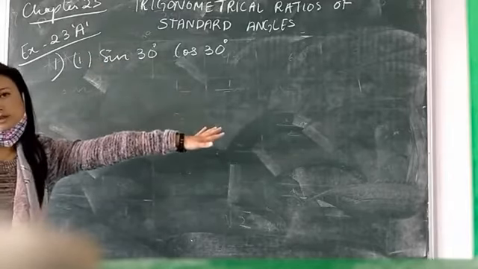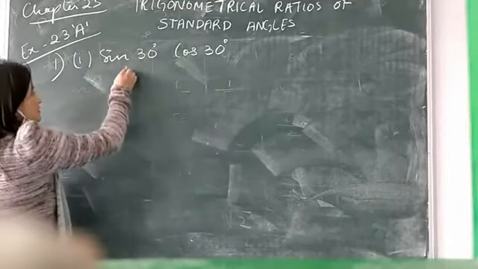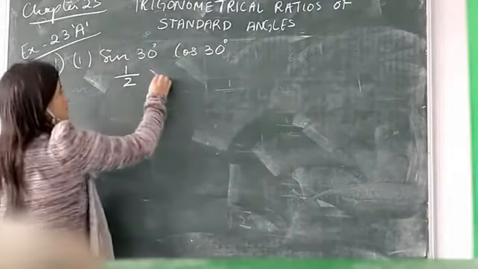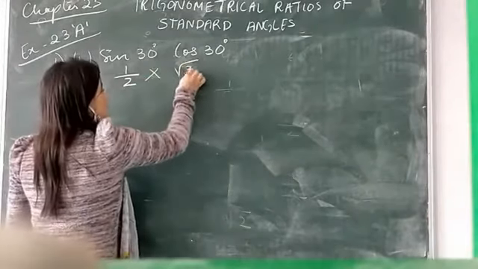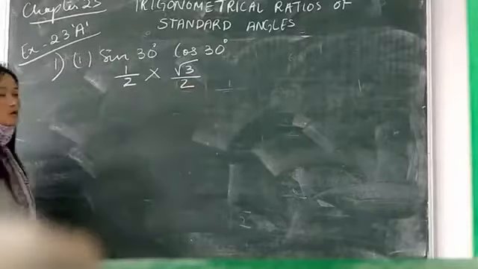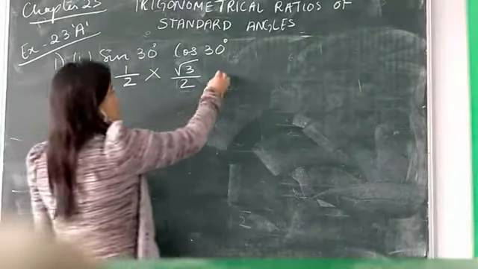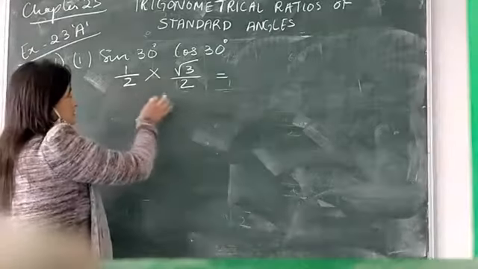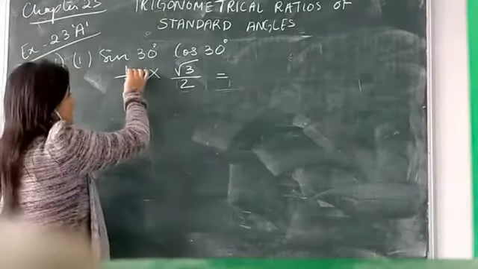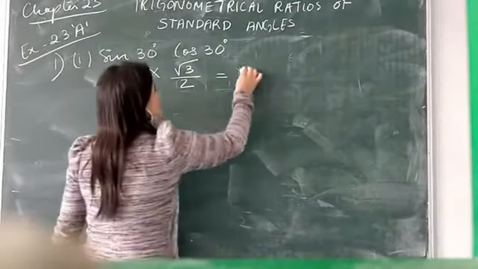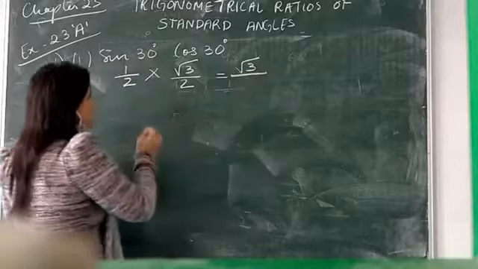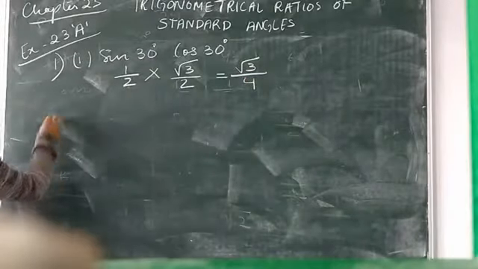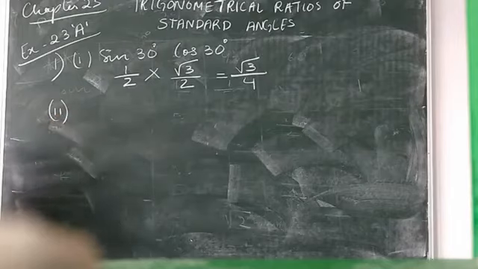So what is sine 30 degree? Sine 30 degree is half. What is your cos 30 degree? Cos 30 degree is root 3 by 2. So you just put the values. Since they cannot be cancelled, you simply have to multiply them. 1 into root 3 is root 3, 2 into 2 is 4. This is your value.